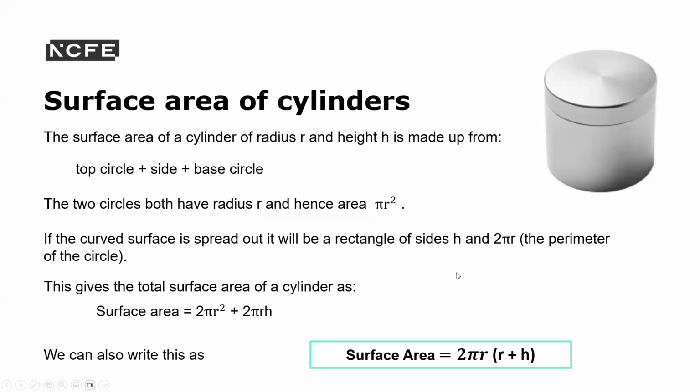Surface area of the cylinder. The surface area of the cylinder, with radius and height, is made up from the top circle, the side, and the base. To work this out, the two circles have radius r and their areas. The curved surface, when spread out, would be a rectangle with sides of height and the circumference of the circle. This gives us the total surface area of the cylinder. We can also write this as you can see there.